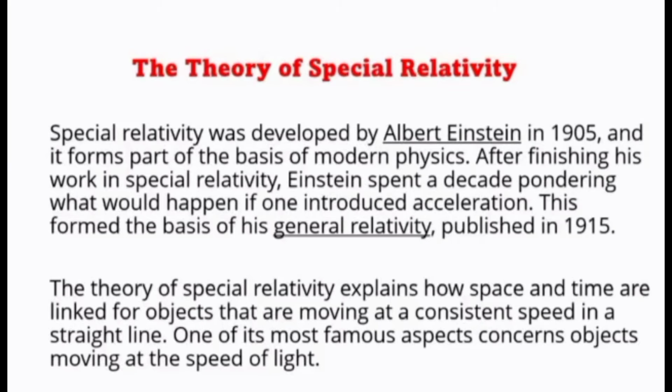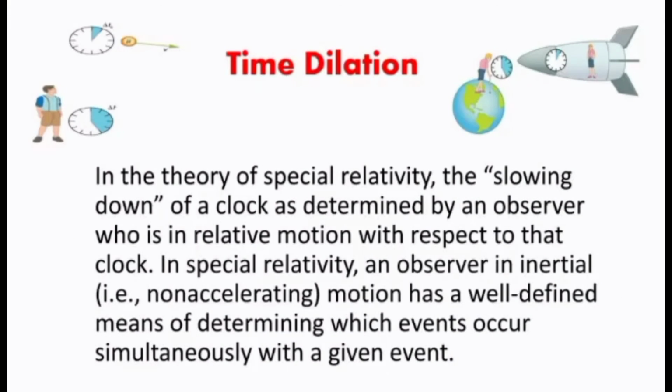The theory of special relativity explains how space and time are linked for objects that are moving at a consistent speed in a straight line. One of its most famous aspects concerns objects moving at the speed of light. Time dilation. In the theory of special relativity, the slowing down of a clock is determined by an observer who is in relative motion with respect to that clock. In special relativity, an observer in inertial motion has a well-defined means of determining which events occur simultaneously with a given event.